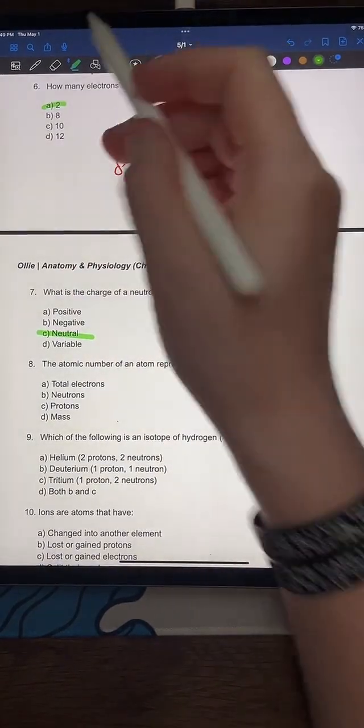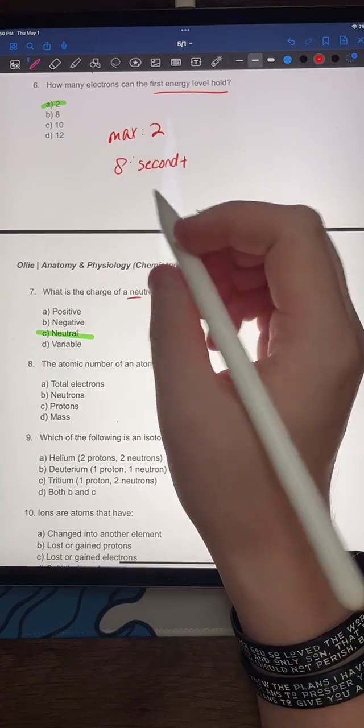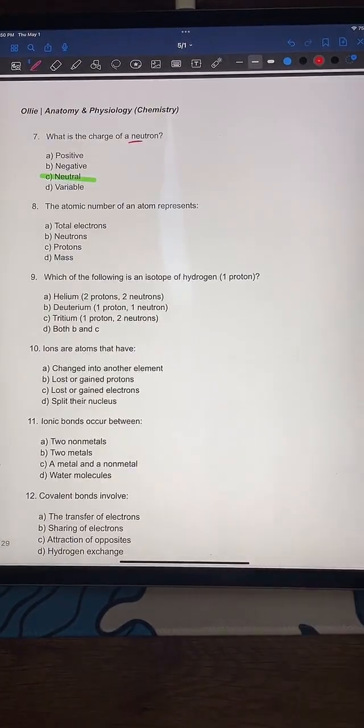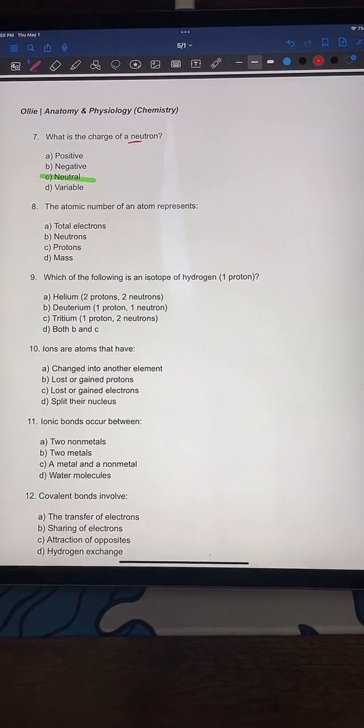The answer is C, neutral. It's kind of in the name, neutron, N-E-U. So neutral, neutron. Number 8, the atomic number of an atom represents what? What does the atomic number of an atom represent?